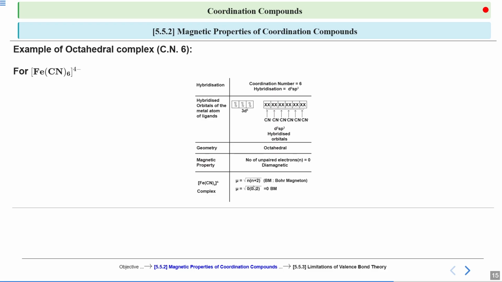Now for the magnitude of magnetic moment for this complex, you can apply the formula where n becomes 0 because there is no unpaired electron, so mu will be equal to 0 Bohr magneton. Okay, so the magnetic property this complex is showing is diamagnetic due to the absence of unpaired electrons, because it has a strong field ligand which causes the pairing of unpaired electrons present in it, and the geometry it is showing is octahedral.